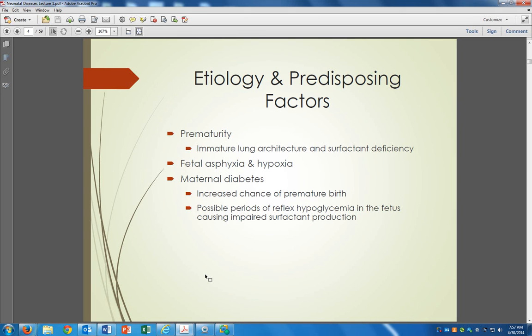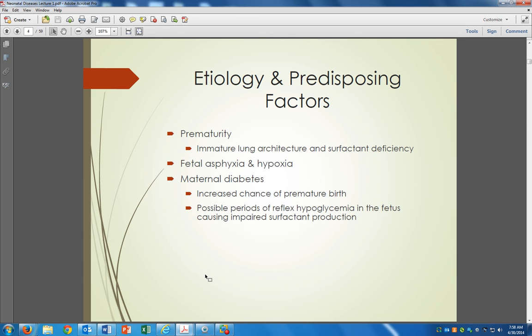Fetal asphyxia and hypoxia. When the baby's in utero, sometimes the cord will get wrapped around the neck. Now, it's not because it's wrapped around the neck as much as the cord is prolapsed or the cord is torqued in some way around the neck, which restricts blood flow, causing hypoxia in the infant. This is because there's a reduced blood flow going back to the placenta, which is the gas exchange unit for the mother to the baby.